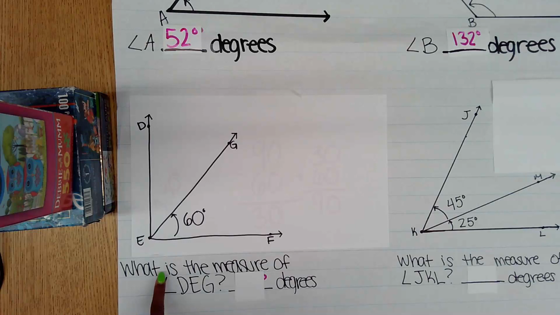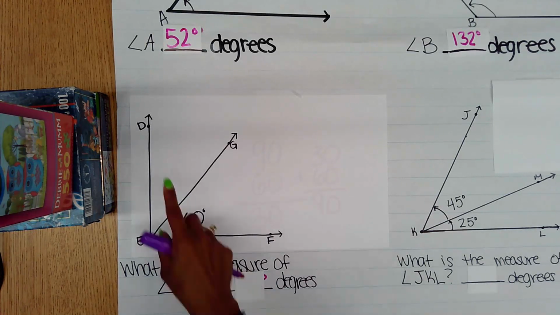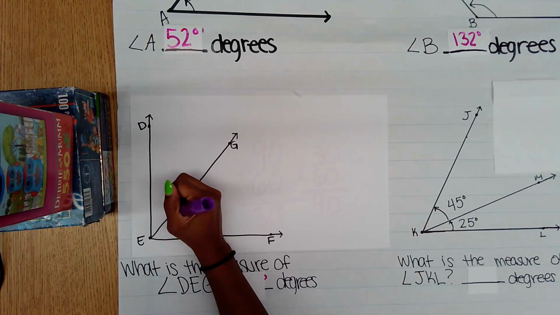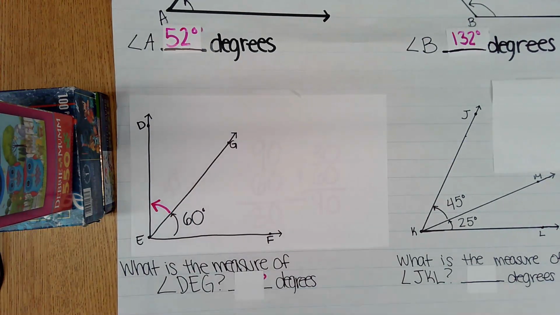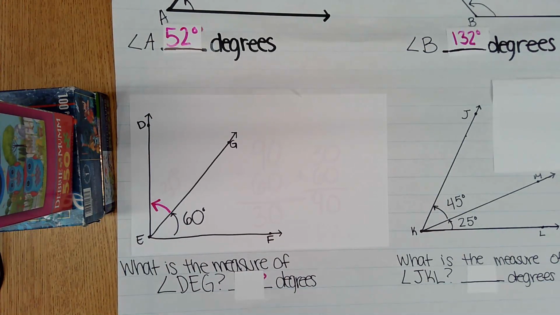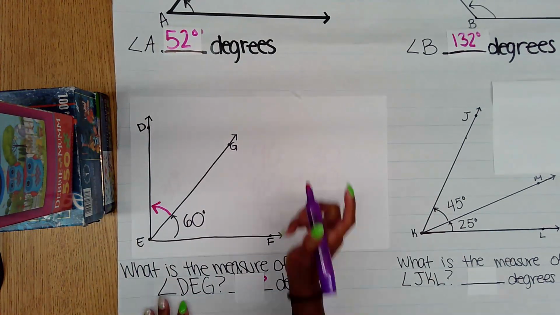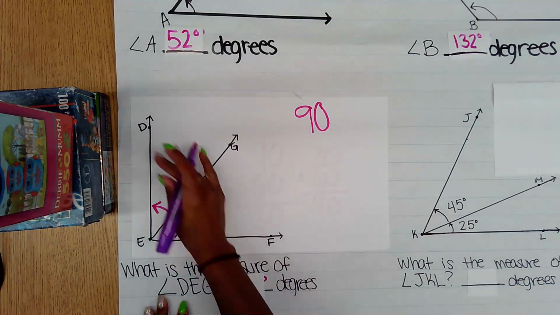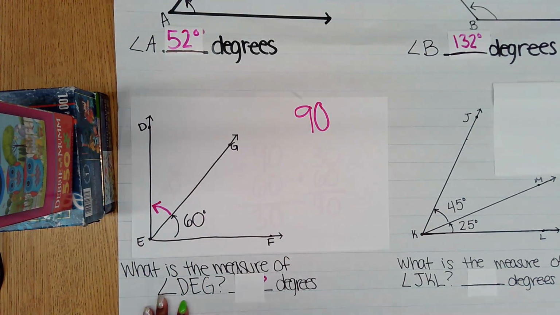So it's asking me what is the measurement of angle DEG, in degrees. So DEG is this angle right here. So again, looking at my angle as a whole, I know that it's going to be 90 degrees because it is a corner. It makes a right angle, a little right corner.